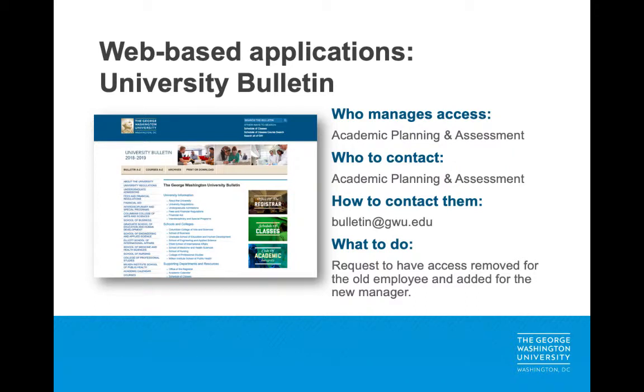So the University Bulletin, this is actually a third-party application, and it's managed by Academic Planning and Assessment. So you'll want to reach out to them at bulletin@gw.edu. Let them know that the person who was previously managing this process for you is no longer at the university, or at least no longer in that role, so you need to have their access removed. And then you'll want to provide them the information for the employee who will now be taking over that role. So again, that's Academic Planning and Assessment, and you'll want to reach them by contacting bulletin@gwu.edu.